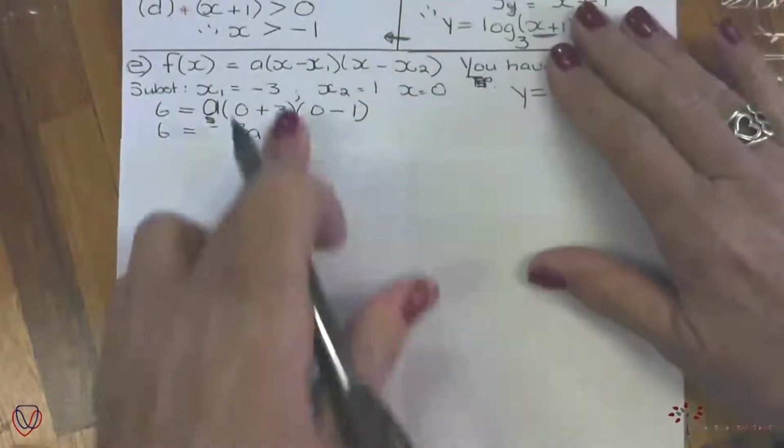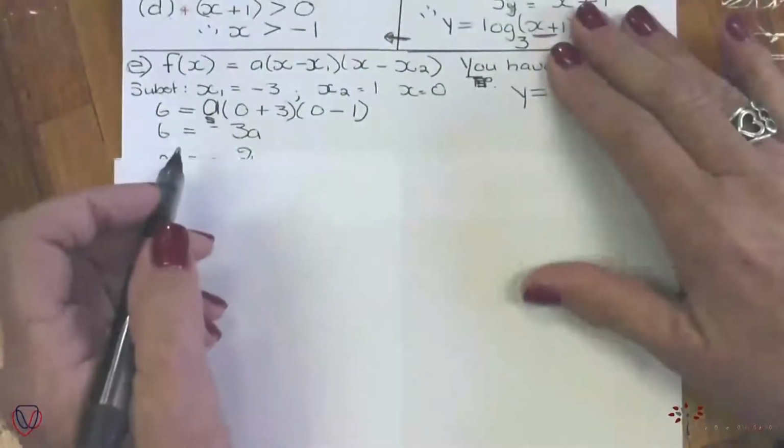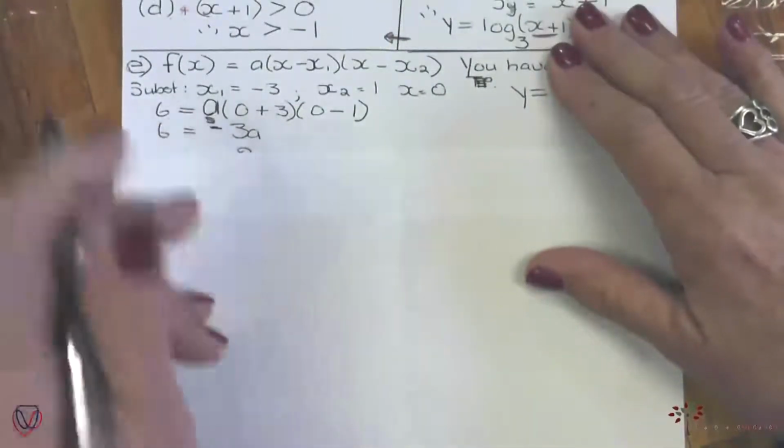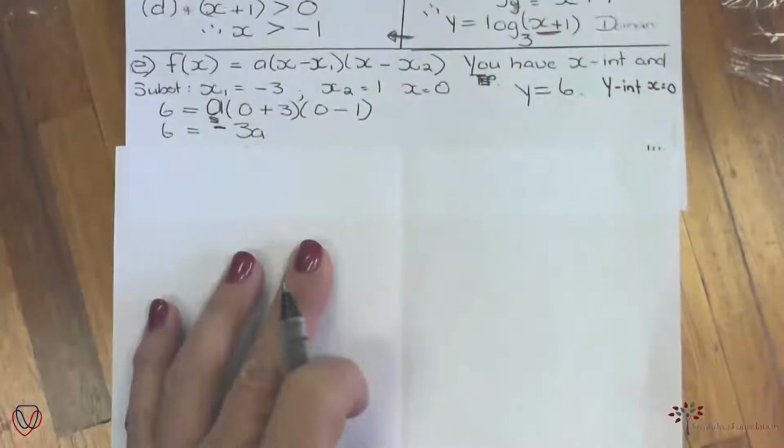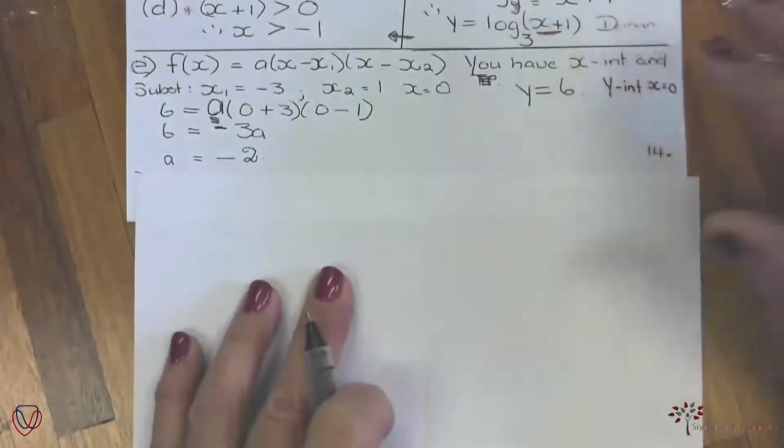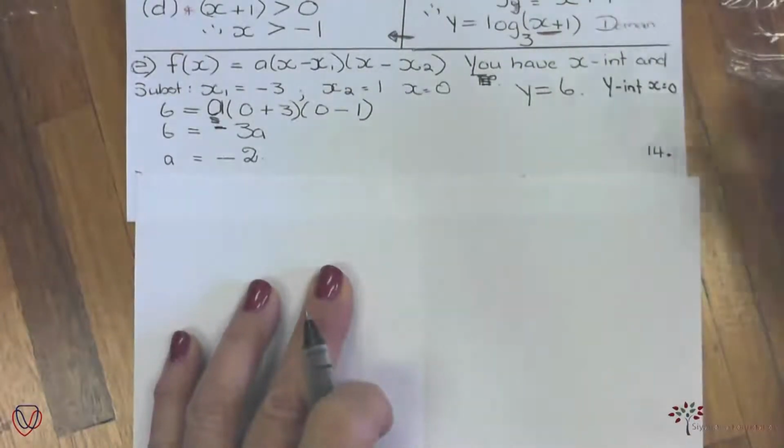Then you've got 3, negative 3, negative is not very clear, is equal to 6. And then A will be equal to negative 2. Have you got that one?